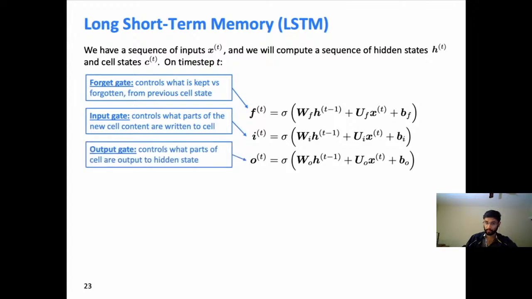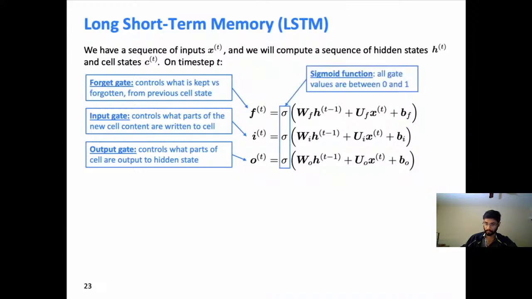Okay, and the last one is called the output gate. This one is controlling what parts of the cell are output to the hidden state. You could view this as kind of like the read function, right? We're going to read some information from our memory cell, and that's going to get put into our hidden state, and this gate is going to control that. Okay, that's just the sigmoid function as we noted before.